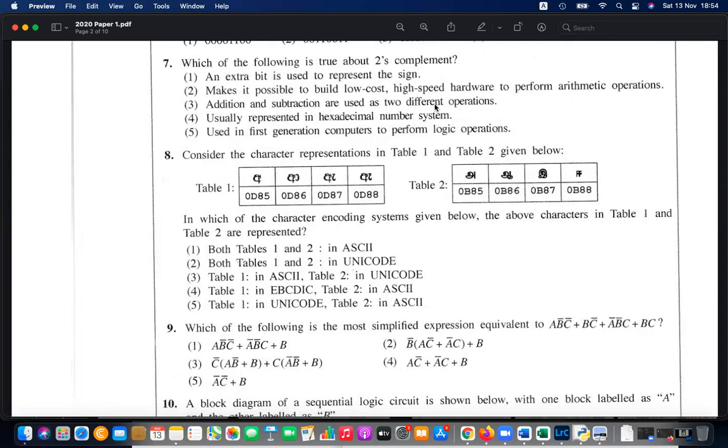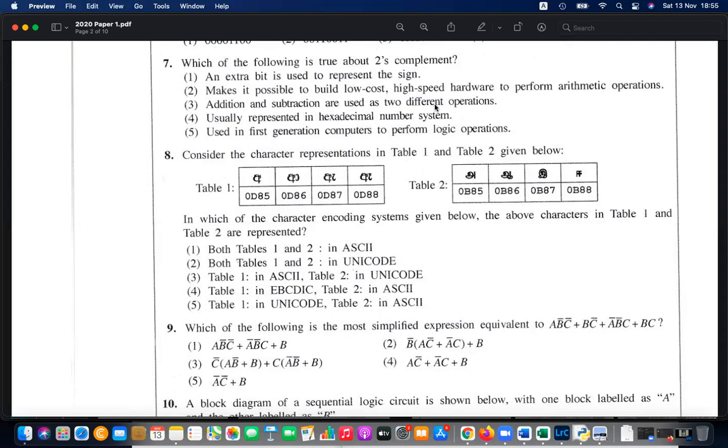Then the next thing is addition and subtraction used in different operations. No, both subtraction and addition are done using addition. Usually represented in a hexadecimal number system? No, in binary. In the first generation computers, no, not just first generation, we are still using that today also. The second one is the answer.